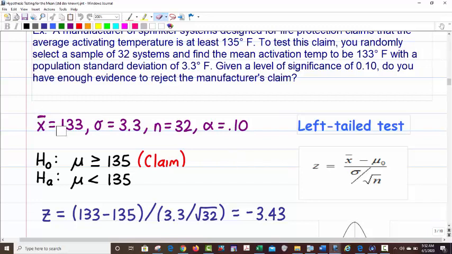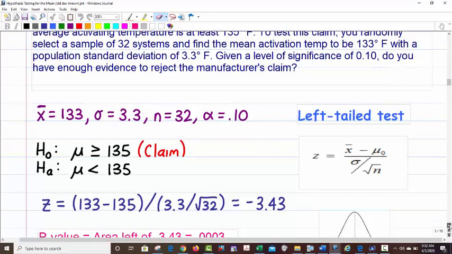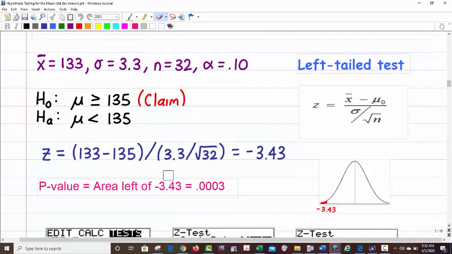All right, so I just wrote down all the pertinent numbers right here from the problem. That shouldn't be hard. Level of significance, once again, is always your alpha. The rest of these you should be able to figure out from reading the problem. So here's the H0 and the Ha. And then here's the test statistic. This is called a left-tailed test. So when your Ha is less than, that's a left-tailed test. When your Ha is greater than, that's a right-tailed test.